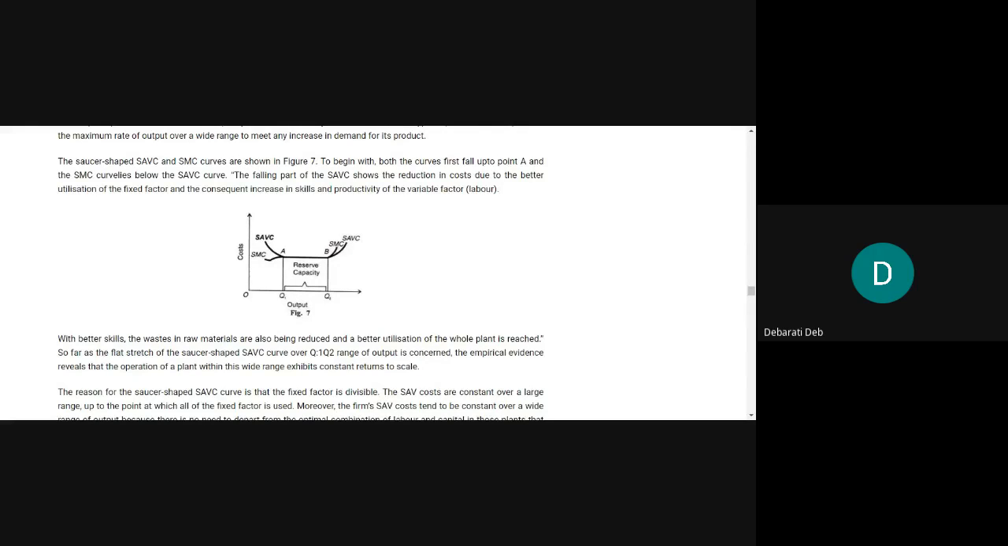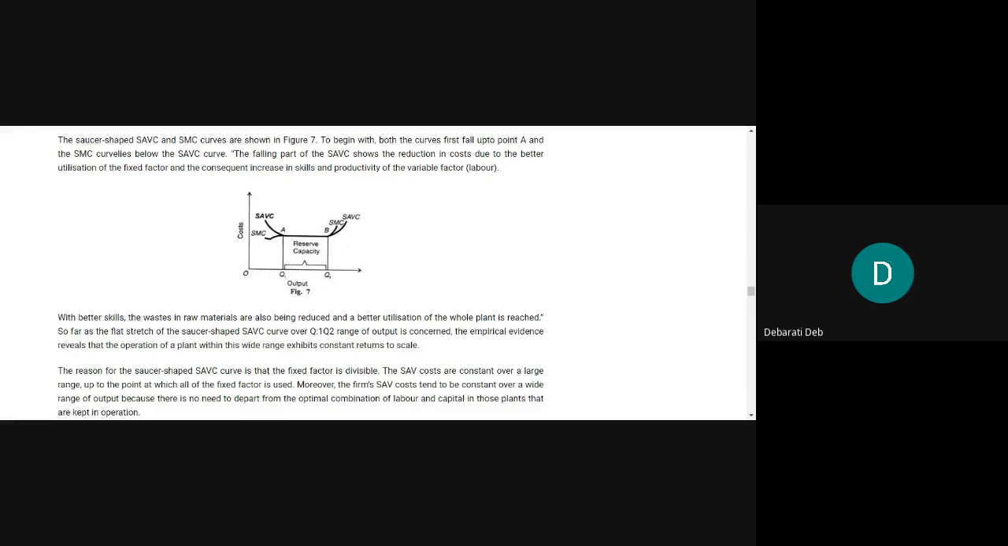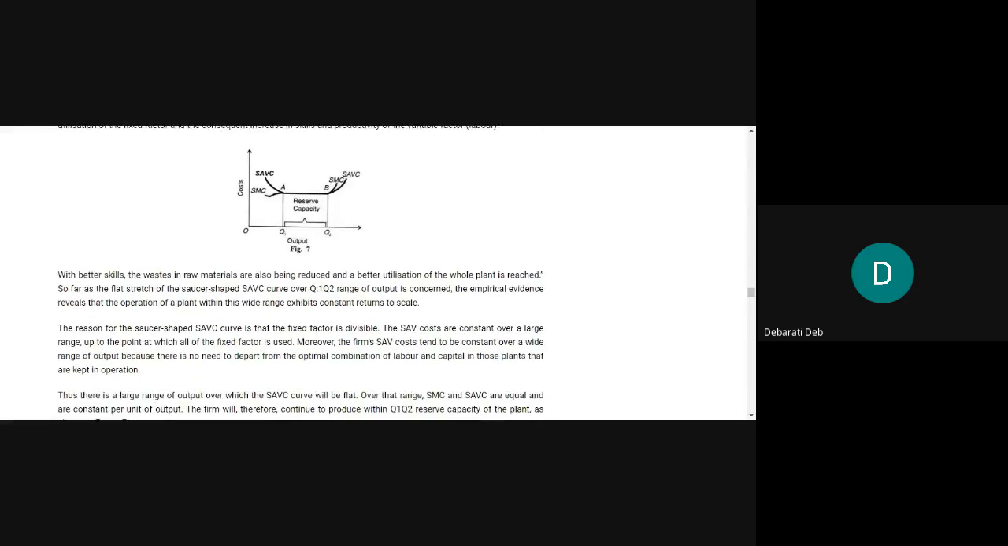With better skills, the wastage in raw materials is also reduced and better utilization of the whole plant is reached. So, with the inclusion of better skills, all the wastages in the raw materials are reduced and the plant can be better utilized till this point.